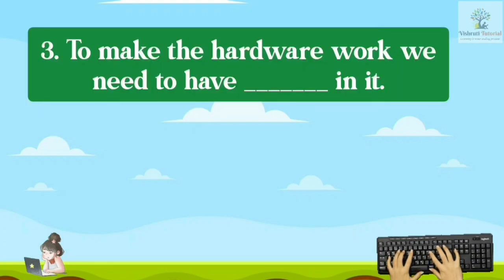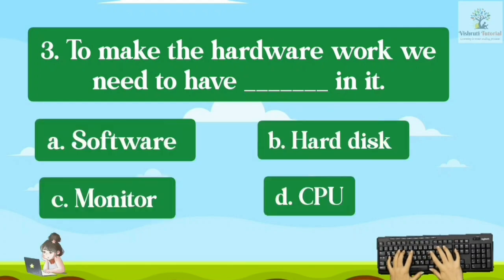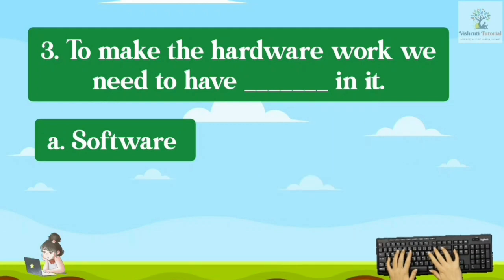Question number 3. To make the hardware work, we need to have dash in it. Options: A. Software, B. Hard disk, C. Monitor, D. CPU. And the correct answer is A. Software. To make the hardware work, we need to have software in it.